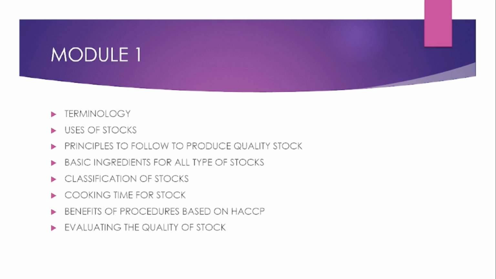So the cooking time for stock, we know fish and vegetable takes around 45 minutes to 1 hour. Ensure that you write those kind of points, that a fish or vegetable stock takes 45 minutes to 1 hour to be prepared.